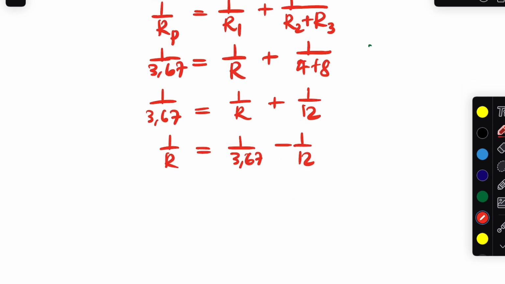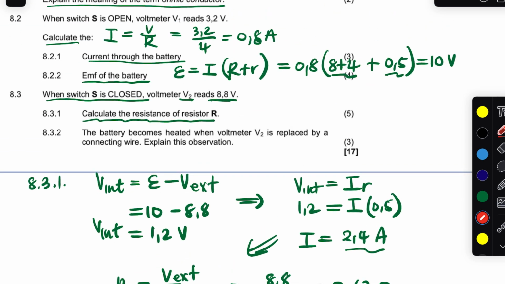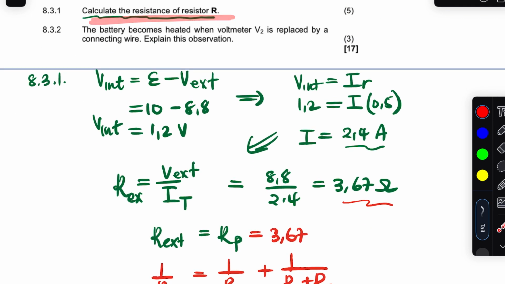I hope you get that, mates. But what do we want? We want R there, so we're going to take the inverse of that. Making R as an inverse, we're going to get 5.28 ohms. Right? We got the answer there. This resistor is 5.28.